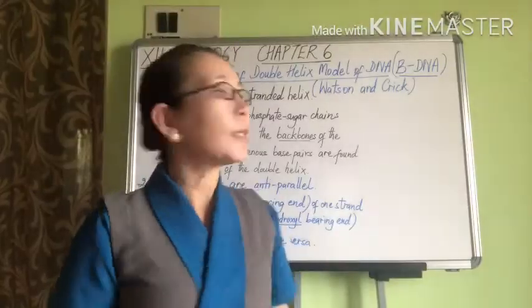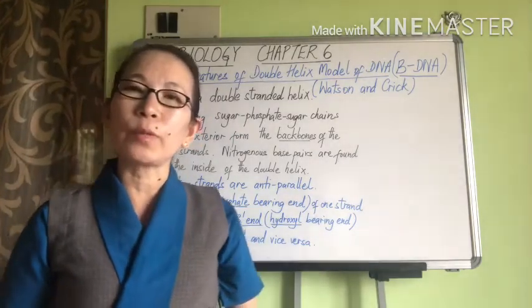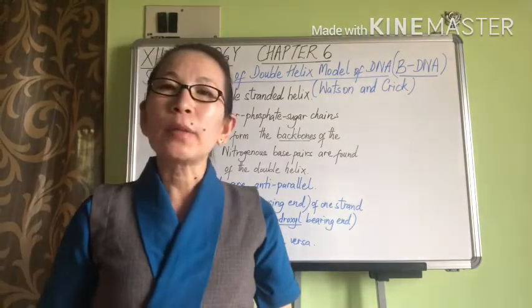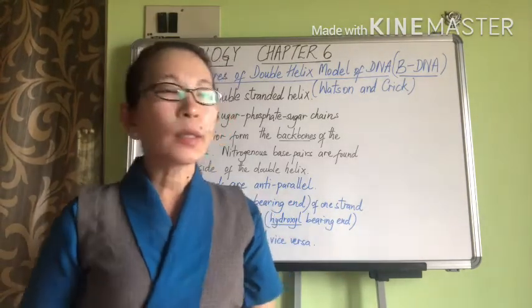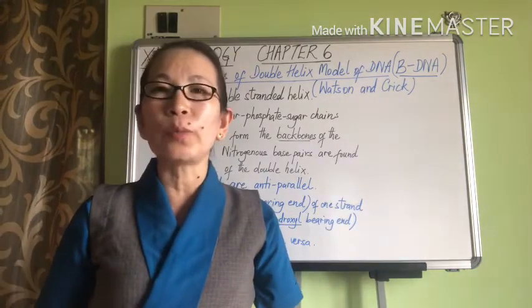Let me now explain the details of the double helix model of DNA proposed by Watson and Crick in the year 1953. In this context, what I want you to keep in mind is that there are several forms of DNA, and Watson and Crick's double helix model describes the structure of the most common form of DNA, which is the B-DNA.